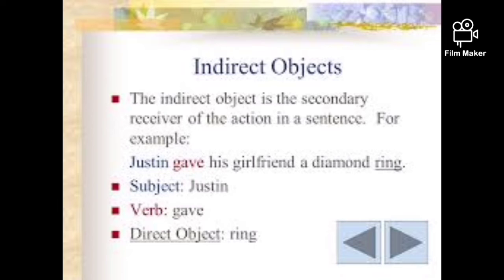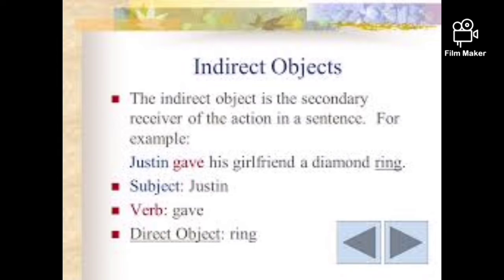Can we say Justin gave his girlfriend? What did he give? So the direct object is a must. But without an indirect object, a sentence can be: Justin gave a diamond ring. So he gave a diamond ring to whom? For that we need an indirect object, but it is not compulsory. So the direct object doesn't depend on the indirect object. He gave the diamond ring to someone, it may be. If it is present, then it will become the indirect object.